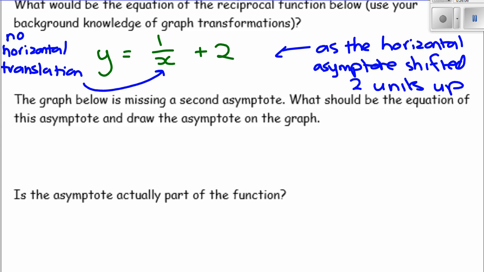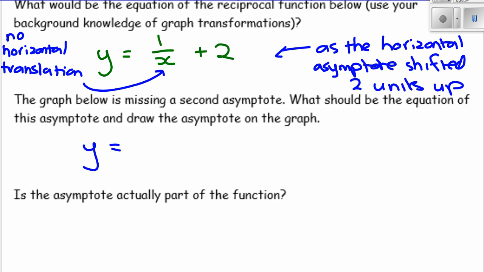Oh, and it said the graph below is missing a second asymptote, which we just drew in yellow. What should be the equation of this asymptote that it was missing? Isabella, what would be the equation of the missing asymptote that we drew in? Was it this one or that one? Y equals 2 or y equals x? For the graph below.